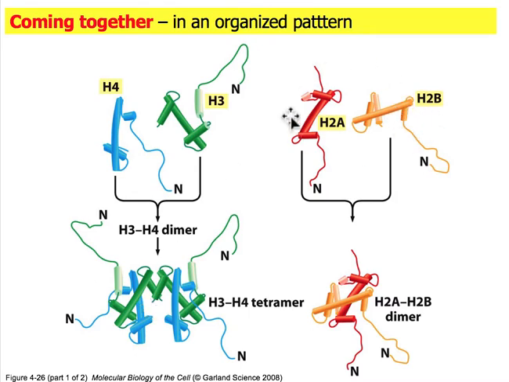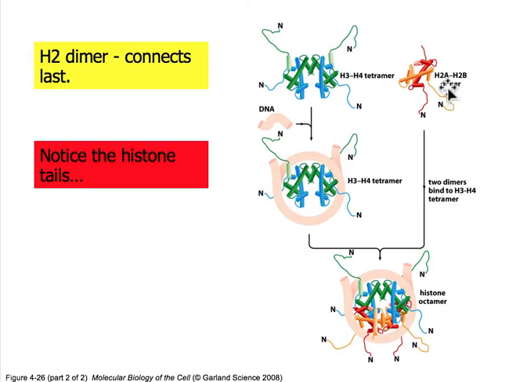Meanwhile, in another location, H2A and H2B form a dimer. The dimer then associates with the H3-H4 tetramer, eventually forming the octamer consisting of 8 histone subunits.